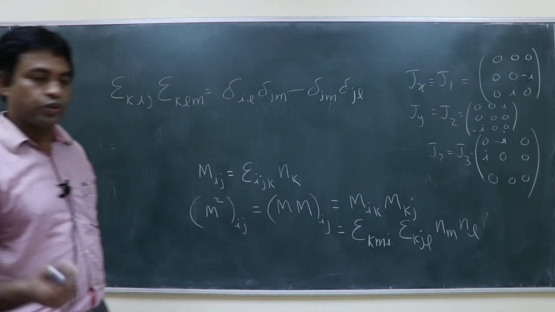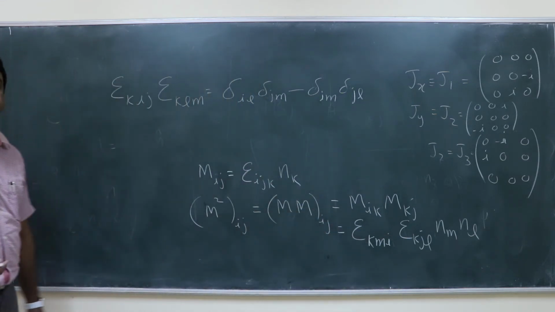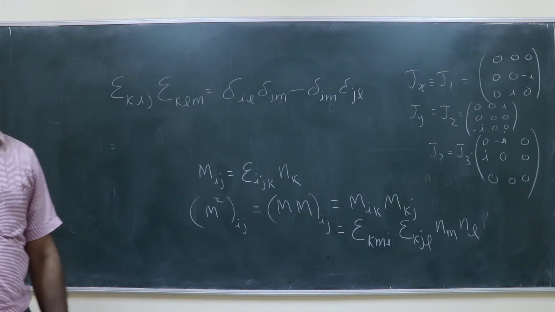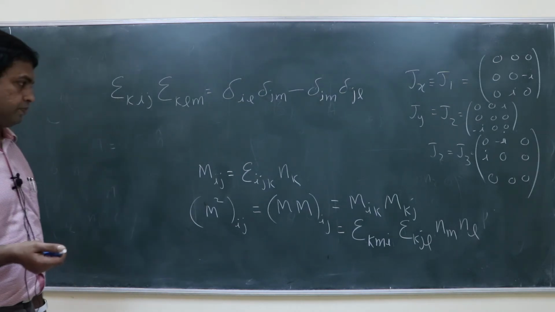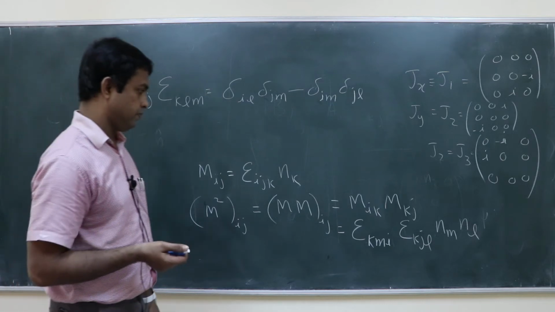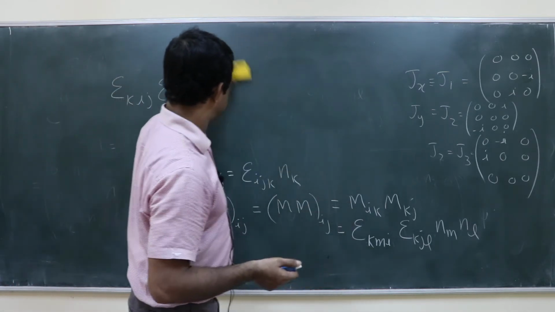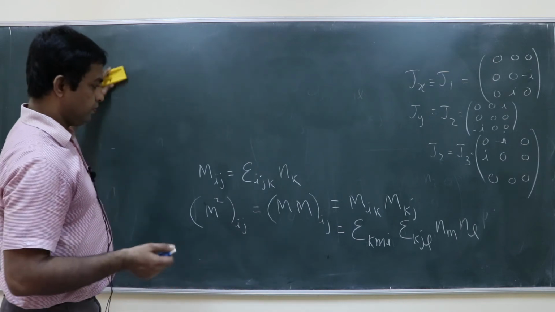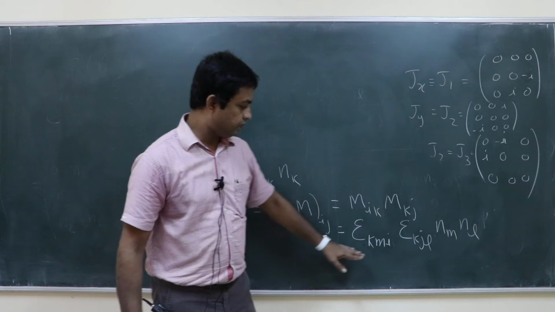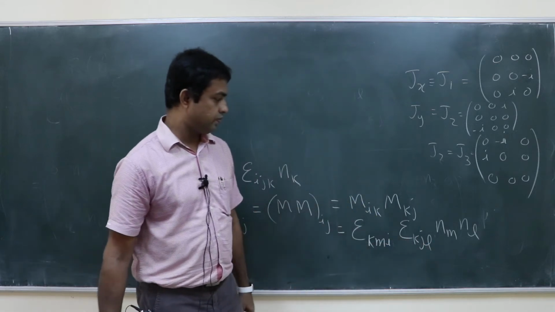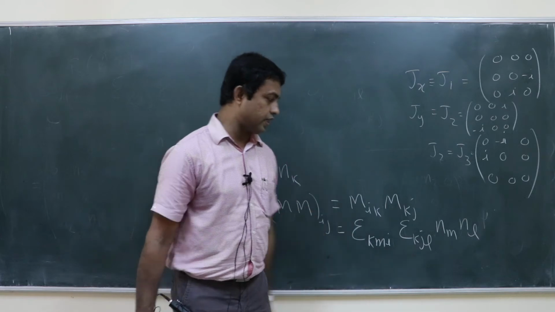Can you all spend 2 minutes on that? Whether you can get a nice answer for this. How many free indices are there in this equation? 2. Obviously, because the left hand side has 2 and all other things are dummy indices.